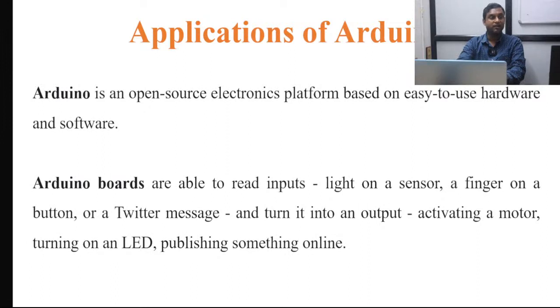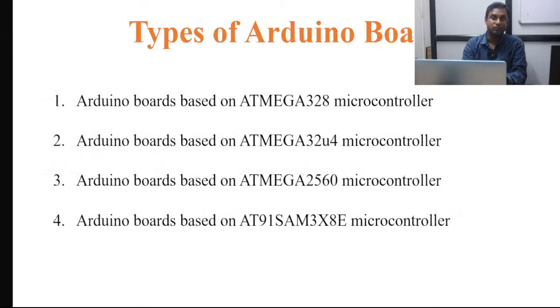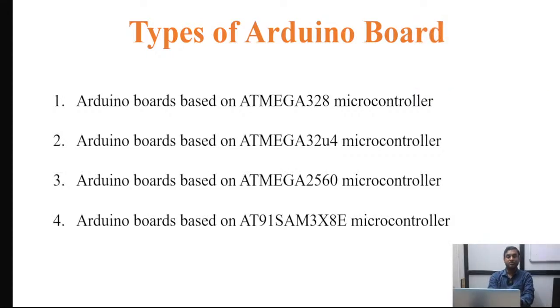Next, we have different types of Arduino boards. As all of you know a little bit, there are different types of Arduino boards, like Arduino Uno, Arduino Mega, Arduino Nano, ESP32, etc. Depending upon the microcontroller, the Arduino board will change. Some Arduino boards are based on Atmega 328, some are based on Atmega 32U4. Similarly, depending on the different microcontroller, our Arduino boards will vary.